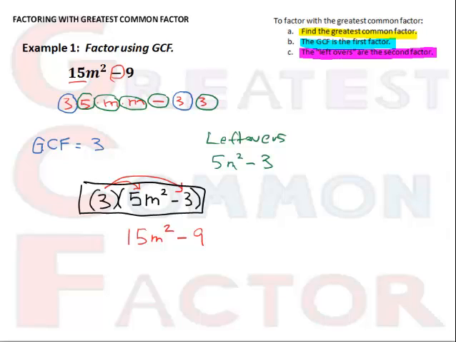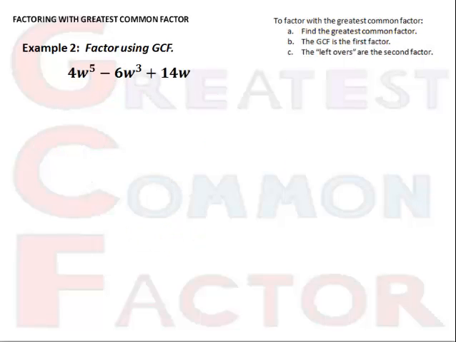Okay, let's look at example 2. We want to factor using GCF 4w to the 5th minus 6w to the 3rd plus 14w. So the first thing is we're going to find our GCF by writing out the factors for each term. So I'm going to find the factors of 4w to the 5th. Well, the factors of 4 are just 2 times 2, and w to the 5th would be 5 w's. Then I have a minus, and then I have factors of 6. 6 is just 2 times 3, and then I have 3 w's, w to the third power, or w cubed.